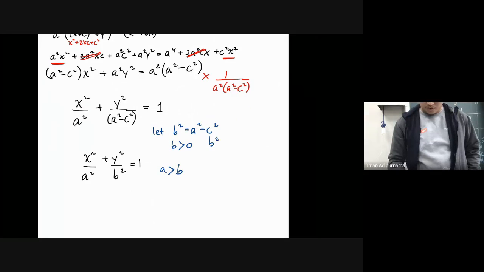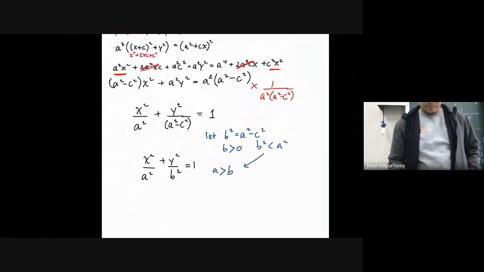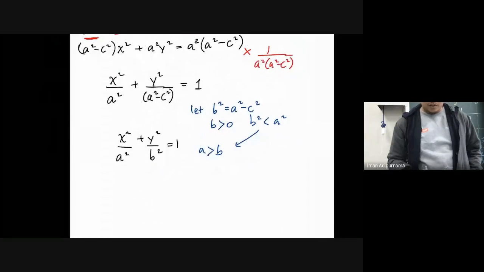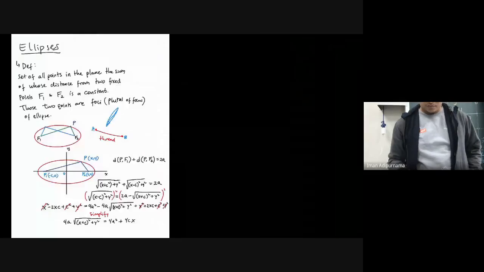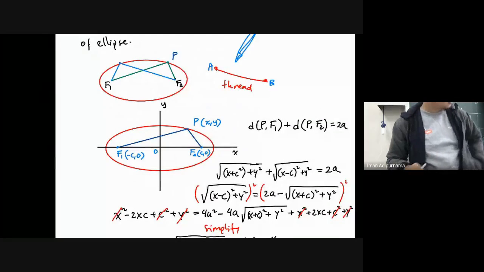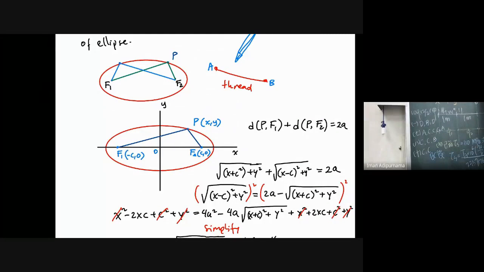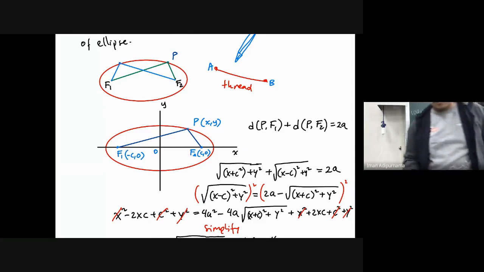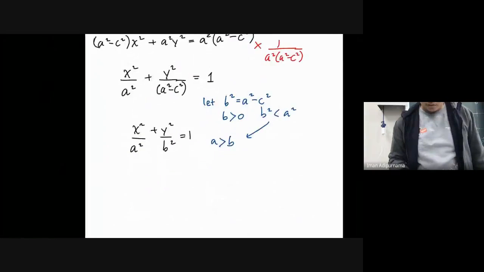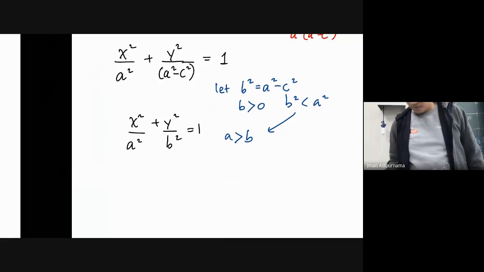From here we can see, and that's why a is greater than b, we can also see from the picture, it's bigger in the x-axis. Okay. And you get the formula for the ellipse.